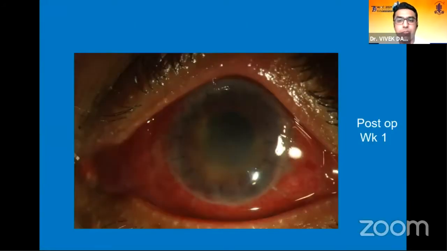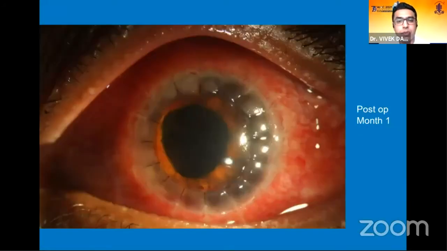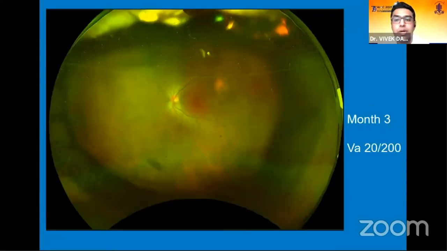And down the line, this is what the patient looked like 1 week post-op. This is what he was 1 month post-op. And this is what he was 3 months post-op with 20/200 vision. So look at how this retina is looking.